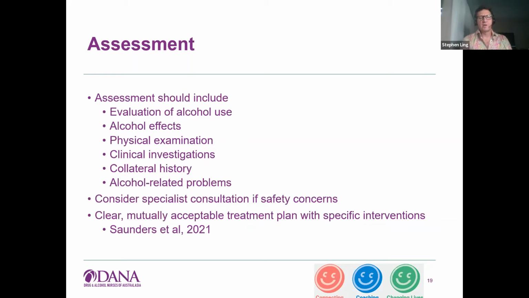Certainly, we should be considering specialist consultation if there are safety concerns for the patient, and we need to assist the patient to develop clear and mutually acceptable treatment goals and a plan with specific interventions for obtaining those goals. Next slide, please.